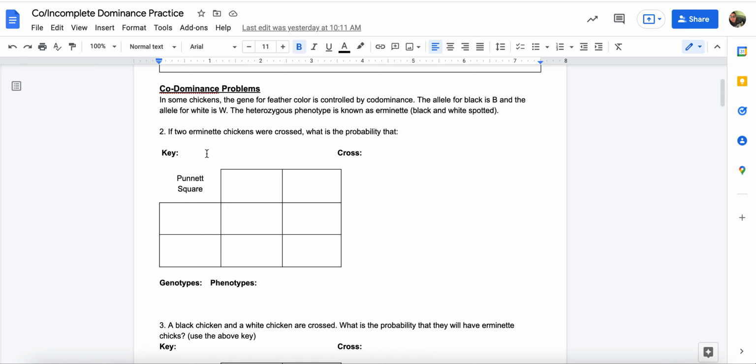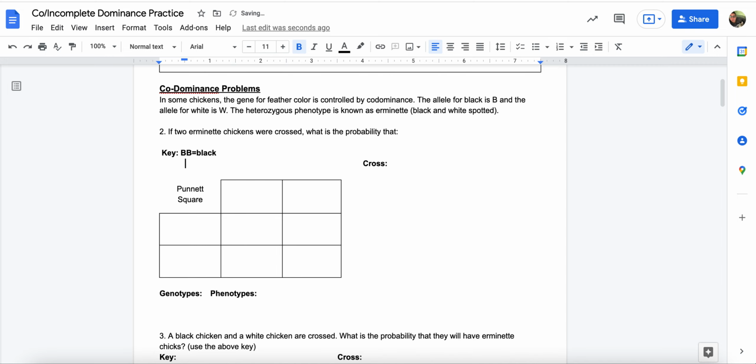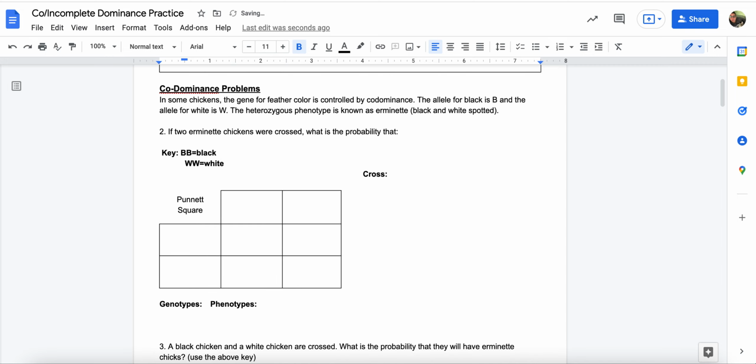So let's make our key. Capital B is going to be our black chicken. Capital W is going to be our white chicken. Notice we're not using the same letters anymore. And we're going to have a capital B, capital W, that's our erminette, which is black and white spotted.